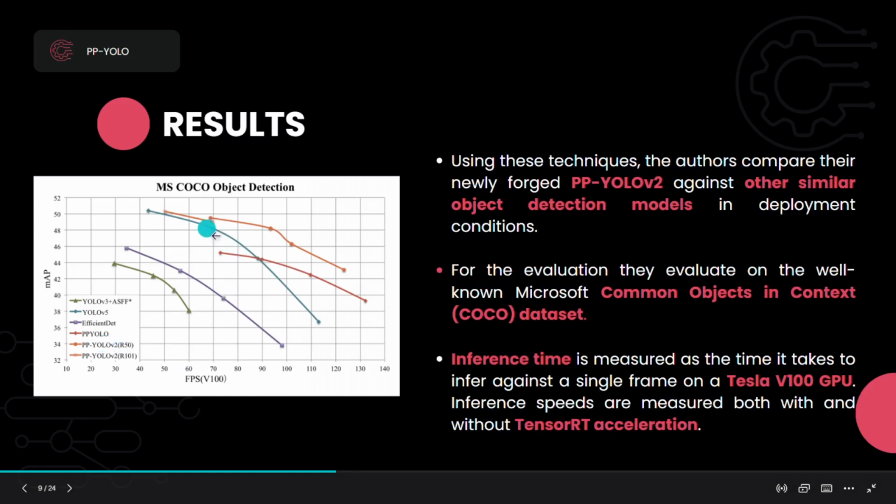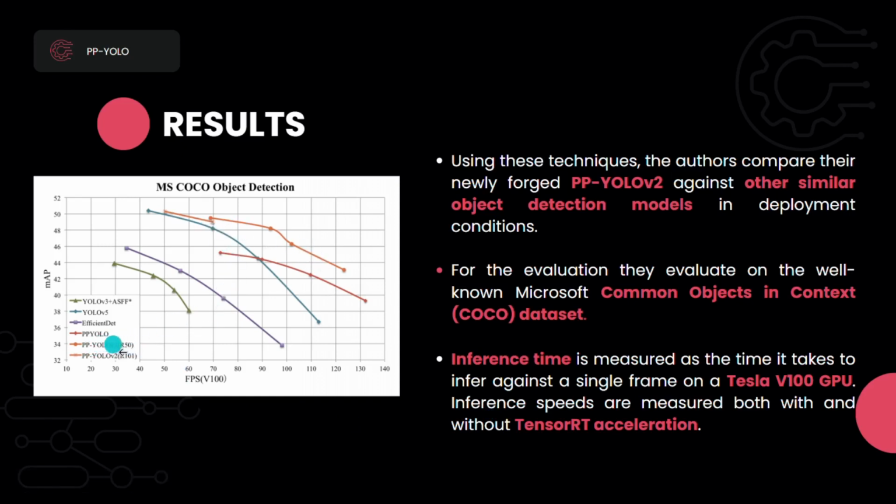Here we can see that the orange lines indicate the newly introduced models, the PP-YOLOv2 model, using a ResNet50 backbone and another variant which uses a ResNet101 as a backbone. Here we also have the original PP-YOLO version 1, which is indicated on the line here, and the two subsequent models are mentioned here. As you can see, they are located further upwards on the graph, which means that they have a higher mean average precision compared to other models. And here we have another baseline model, which is the YOLOv5 model, and here is the YOLOv3 model.